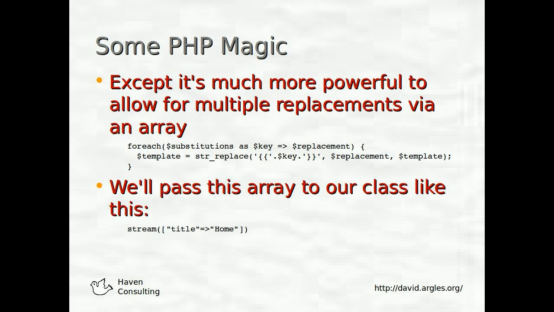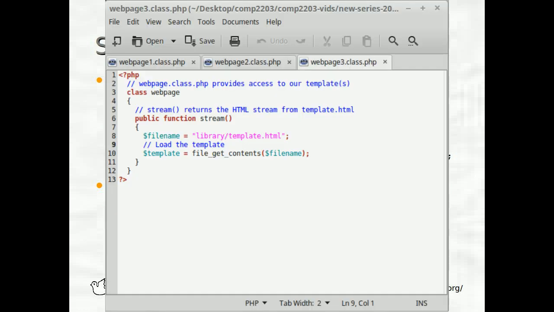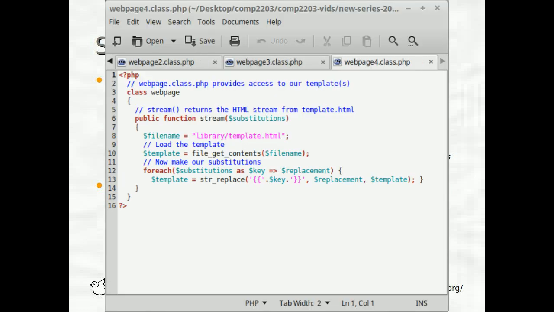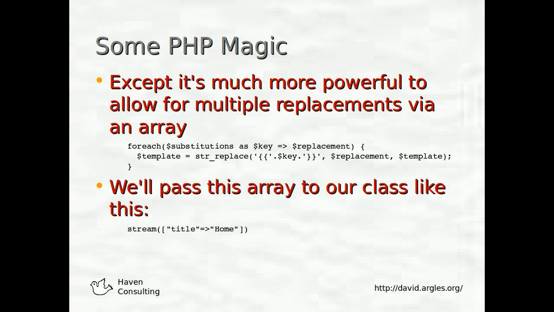Except it's much more powerful to allow for multiple replacements, and in order to do that we can do it fairly straightforwardly using a PHP array. Although we're only using title in the main instance, and we'll also use content to split our template in 2, at a later point we might want to put in a number of other replacements in our template. And so if we put that possibility in now, it will help us for the future. Okay, how do we pass this array to our class? We do it like this.